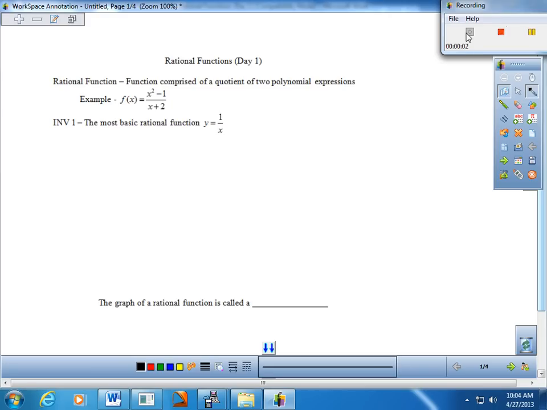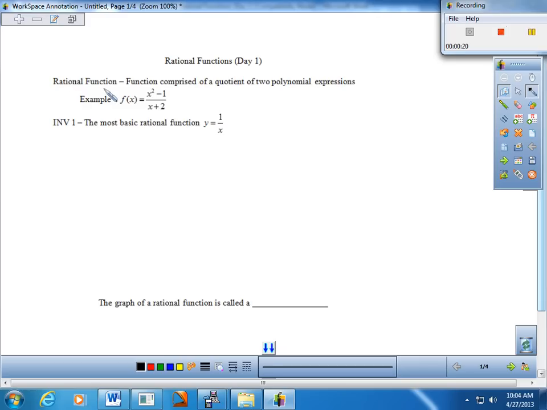Welcome. Today's notes worksheet is entitled Rational Functions Day 1. We'll have the opportunity here today to develop some of the basic characteristics of rational functions, and then we'll spend some time diving a little deeper into the complex algebra and doing some applications as well. So let's start it out here at the top.